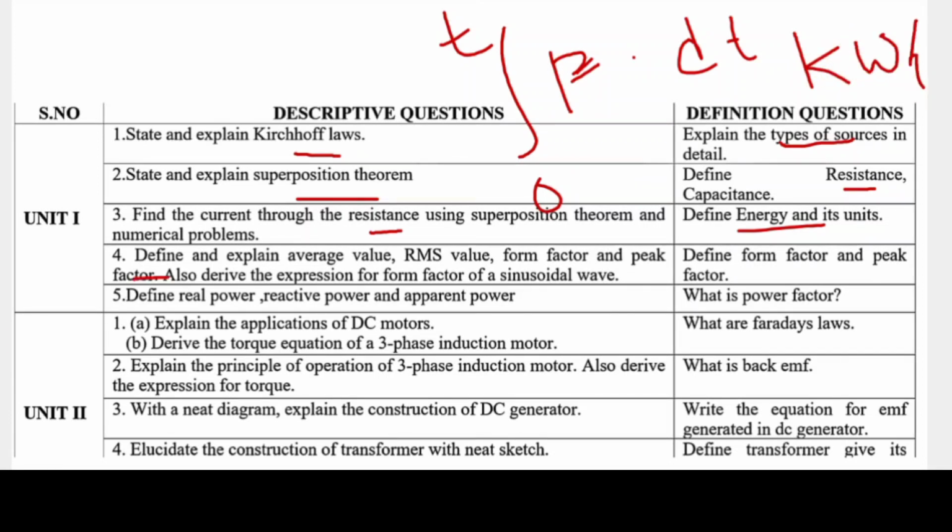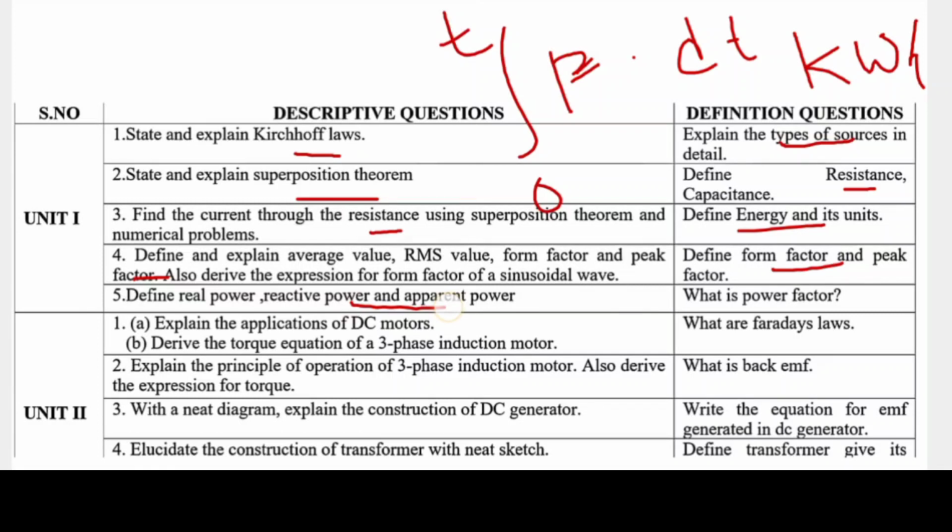Define and explain average and RMS value, peak value, form factor, and any one will come. RMS value is I max by root 2, a simple formula, for a sine wave. Form factor and peak factor definitions you can search in the playlist. Define form factor and peak factor. Previously also they asked this. Form factor is the ratio of RMS value to average value.